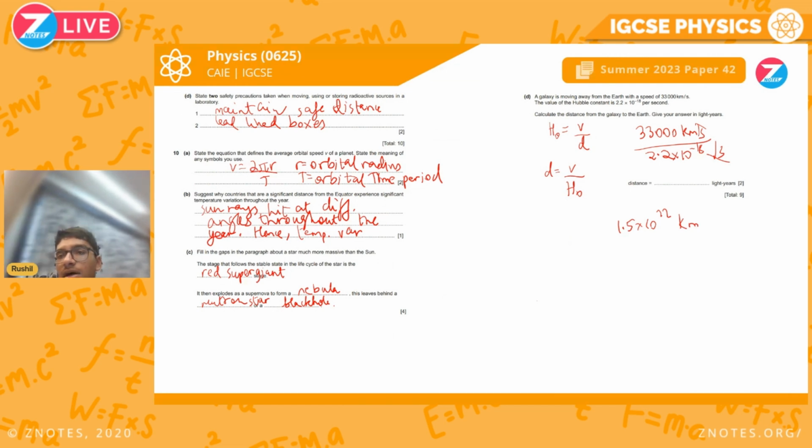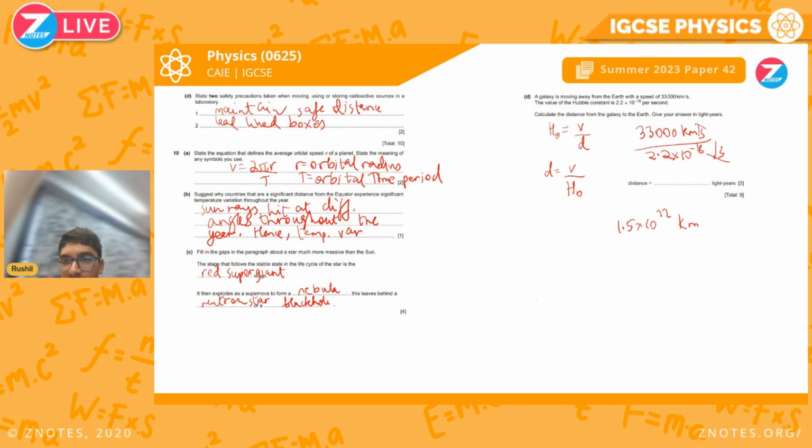We know that 1 light year is the distance light travels in a year, which is distance equal to speed into time. That is 3 into 10 to the power 8, the speed per second, into 60 seconds, into 60 for an hour, into 24, into 365. So 9.46 into 10 to the power 15 meters is 1 light year.